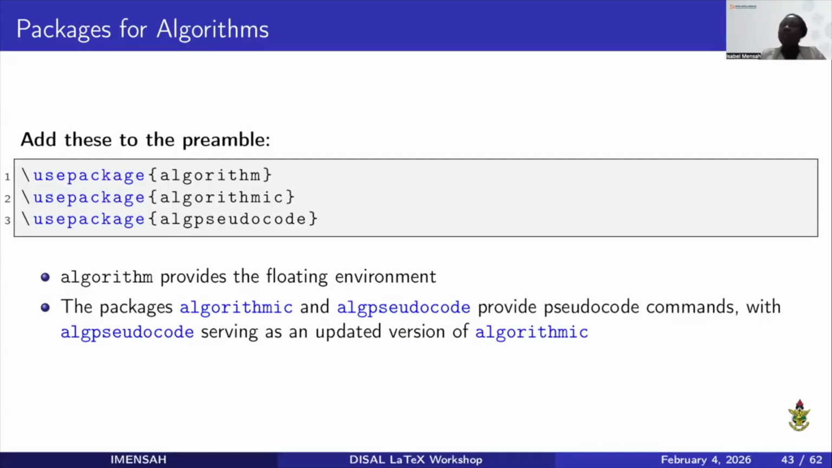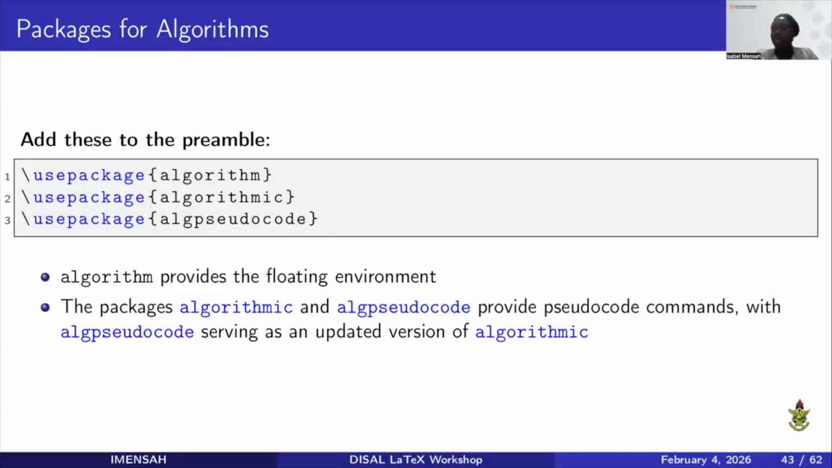So over here, the algorithm environment provides the floating environment for the algorithm where we can specify the caption, the labels, and what have you. And the algorithmic and then the algpseudocode, they provide the content. So the algorithmic and the algpseudocode, they almost do the same thing. The only difference is that the algpseudocode is an updated version of the algorithmic. So usually they will say the algorithmic is a bit older.